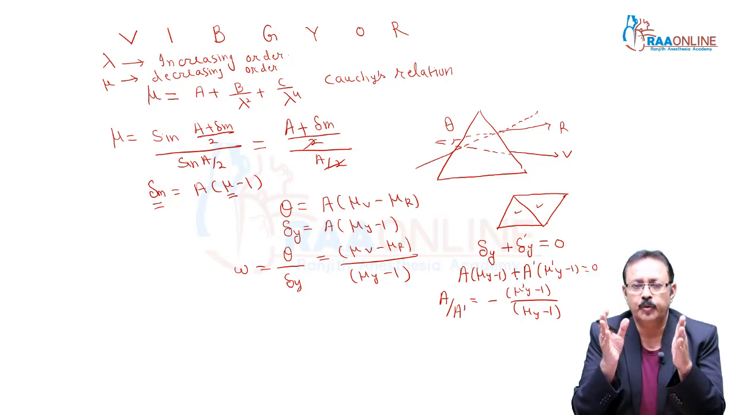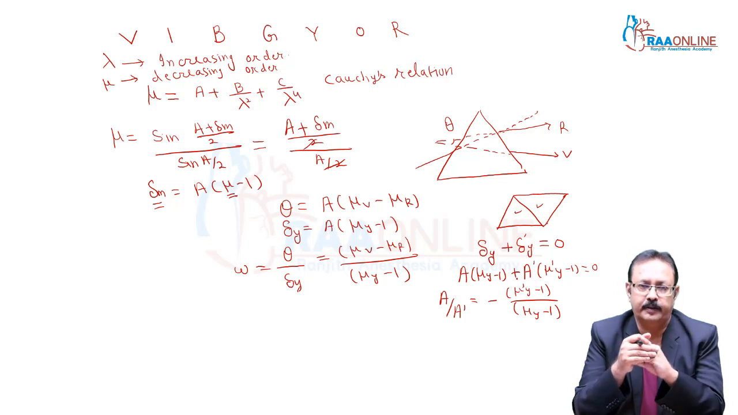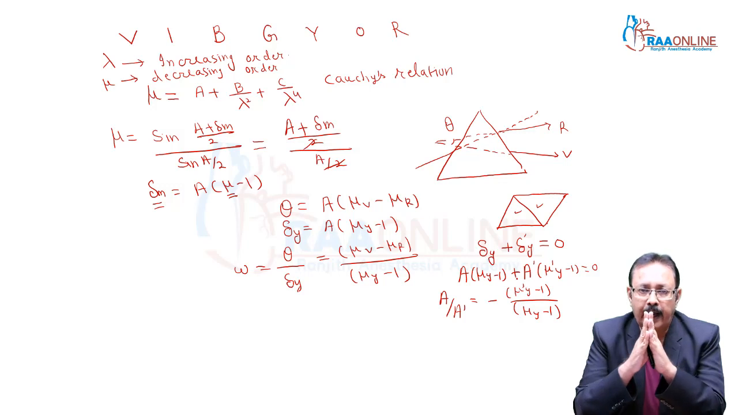Similarly, you can get light without dispersion. If you make theta plus theta dash 0, you will get no dispersion. The combination of prisms for which total dispersion is 0 is known as achromatic combination.